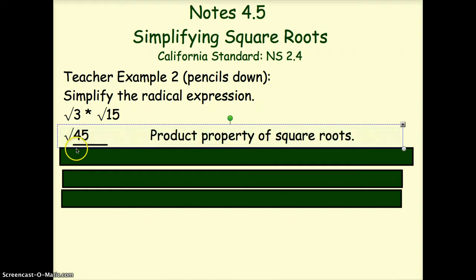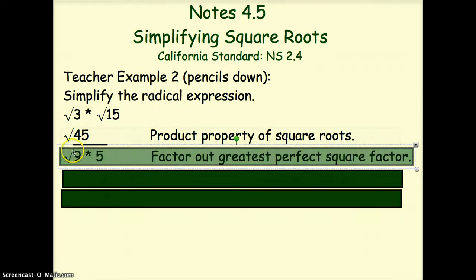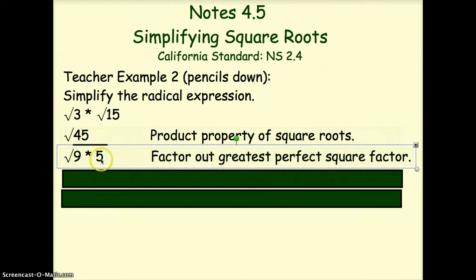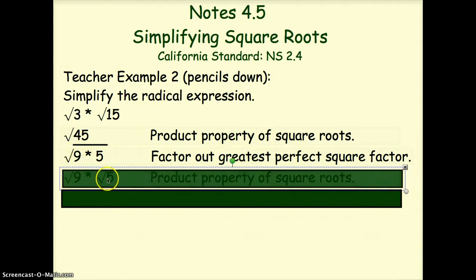And now I can break 45 down into a new number where one of those needs to be a perfect square. So notice 3 and 15 do make 45, but neither of those was a perfect square. So I need to break it down differently. And hopefully you noticed that radical 9 times 5 makes 45 as well. The reason why this was a better way to break it down is because 9 is a perfect square. So I can split up the 9 and the 5.